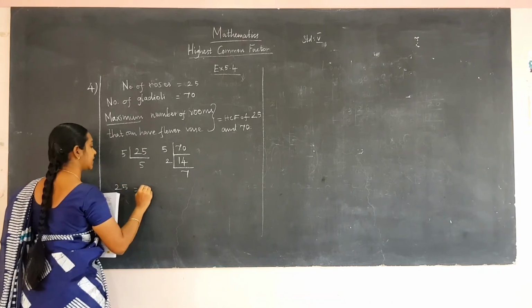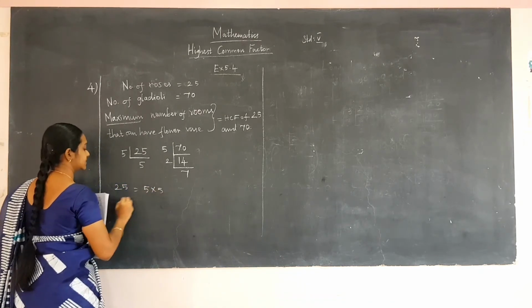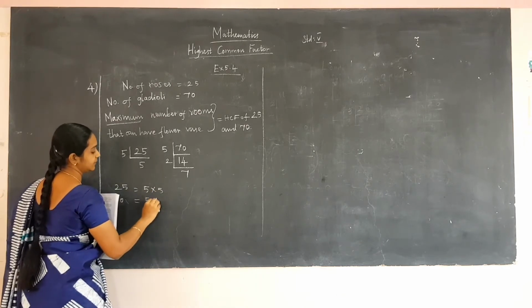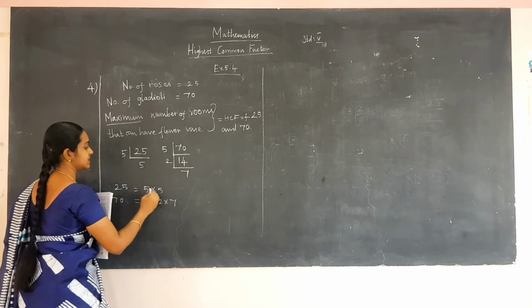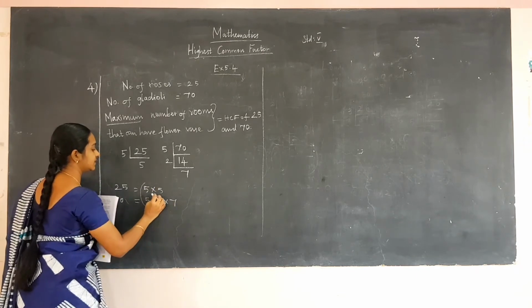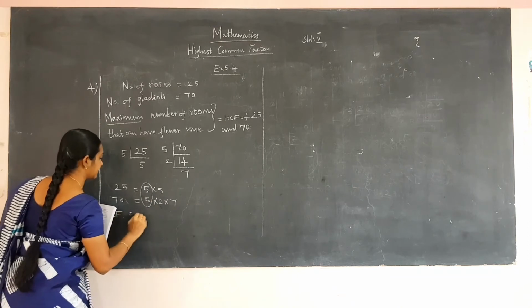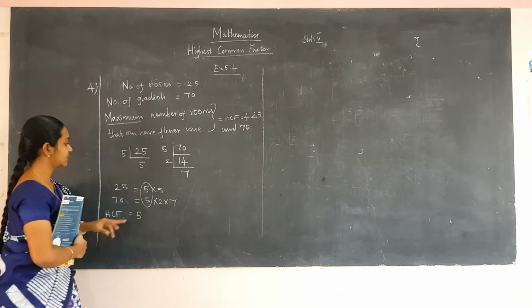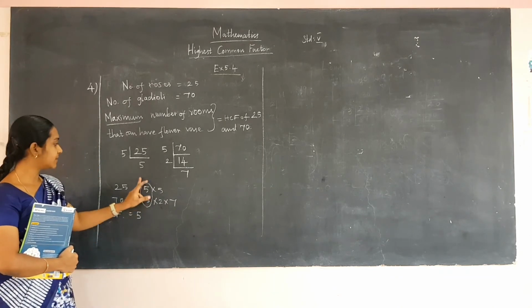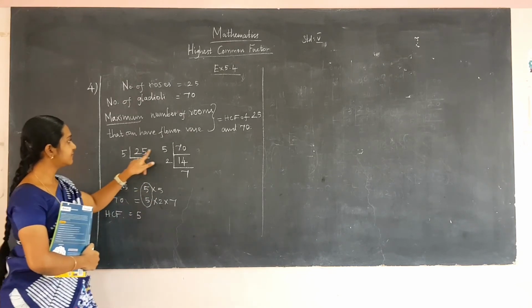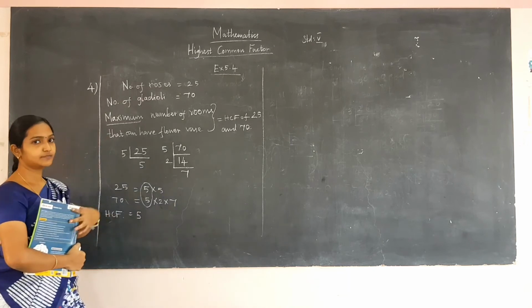25 equal to 5 into 5. 70 equal to 5 into 2 into 7. We have 5 common here. So HCF is 5. 5 மட்டும்தானே இங்கே காமனாக இருக்குது. அப்போ 5 ஒரு வாட்டி தான் எழுதணும். அப்போ HCF of 25 and 70 is 5.